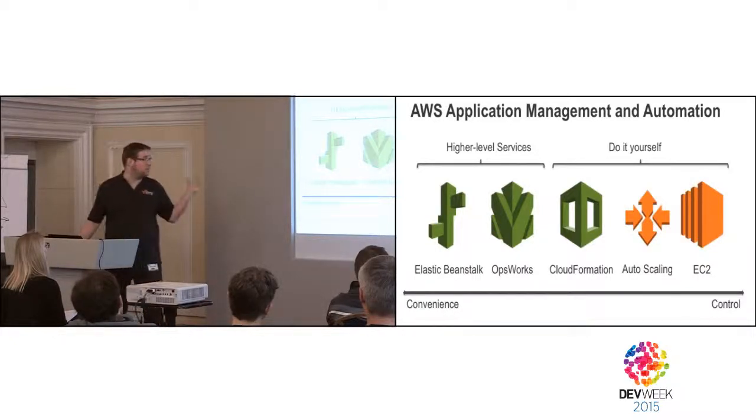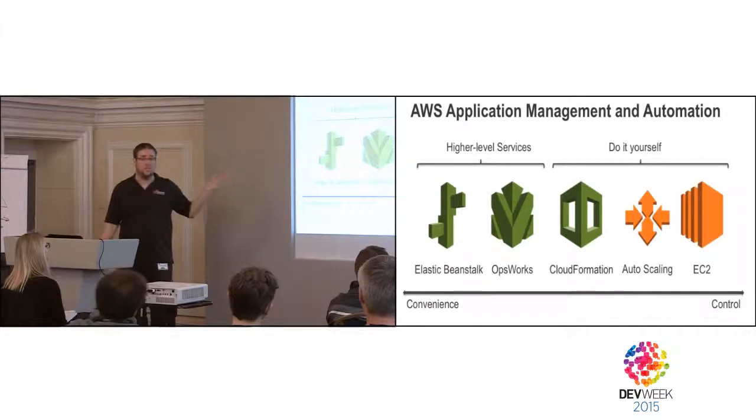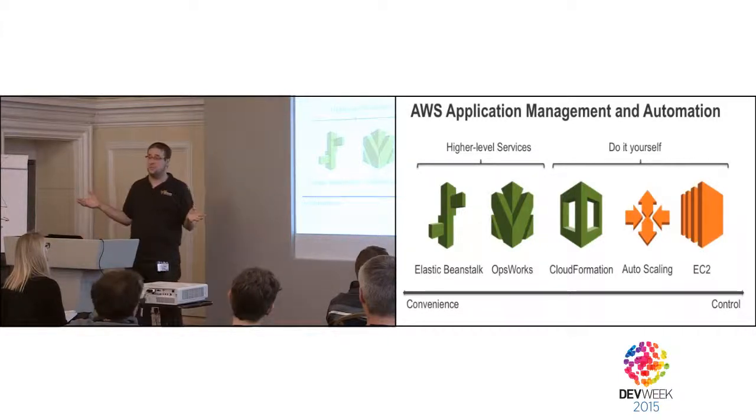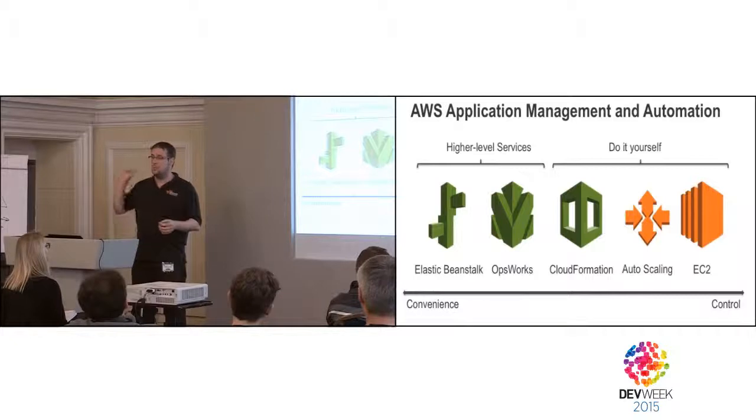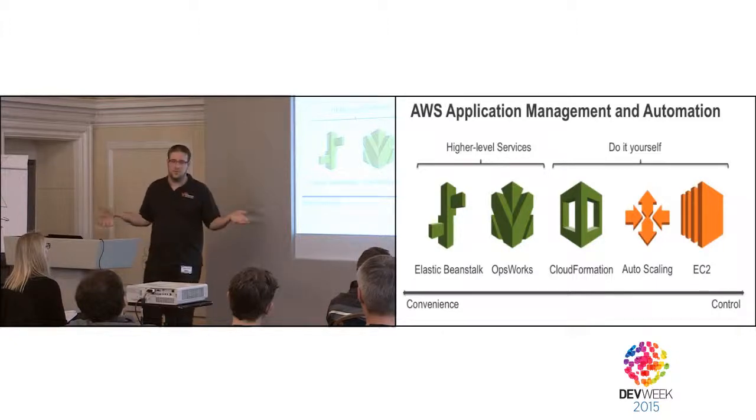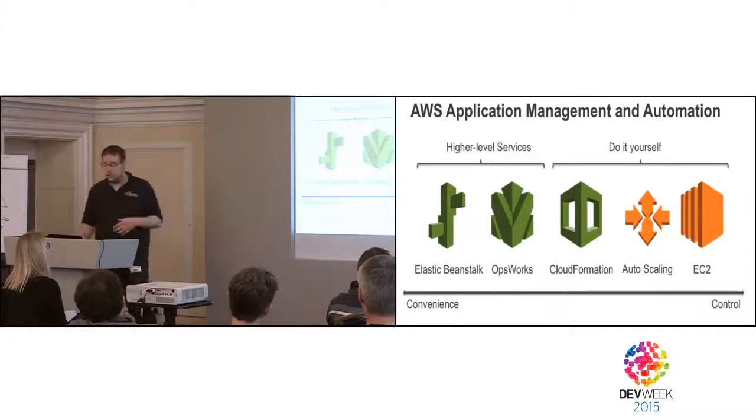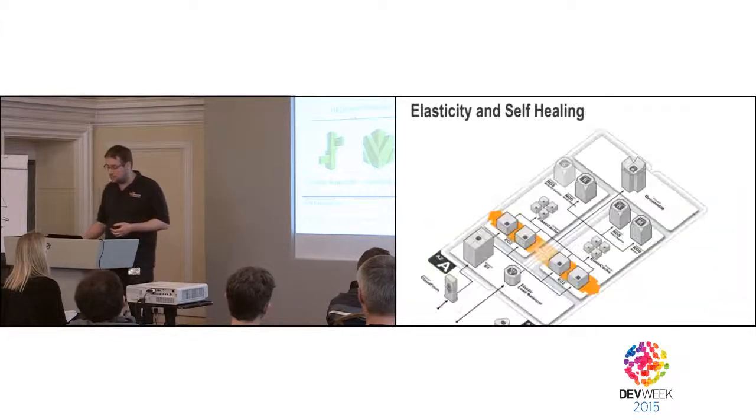And we have a large set of services that are from Elastic Beanstalk, which is a complete platform as a service kind of application. You just put a zip file with your code, it's going to be deployed, and everything's going to be managed for you. To more do-it-yourself EC2 kind of side, where you start the machines, you configure them, and you automate them. But everything is available, and you can start using it really easily.